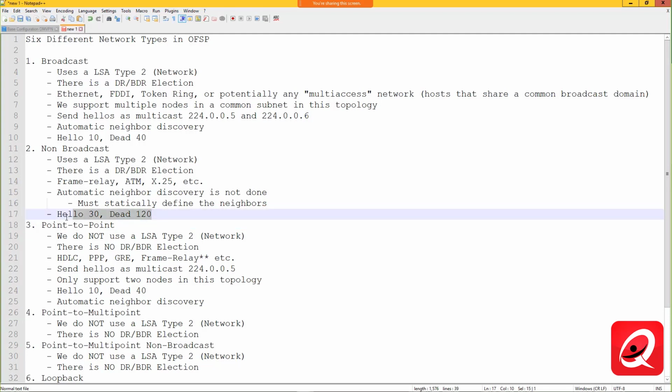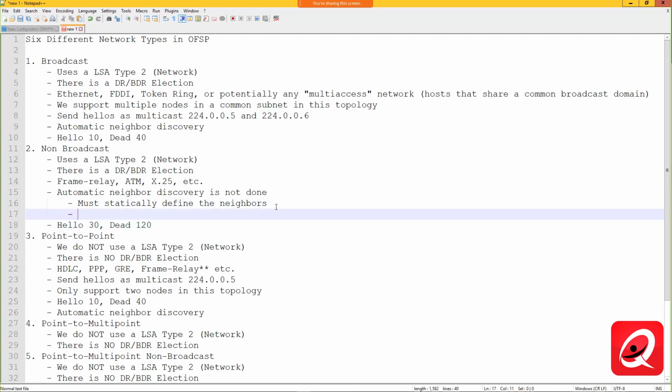So I've got different hello and dead intervals. That's going to potentially cause a problem. Automatic neighbor discovery is not allowed. We will have to statically define our neighbors, and that's using the neighbor command. In the routing process, we use the neighbor command.